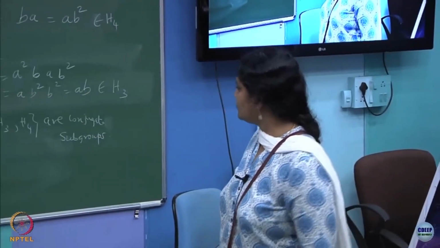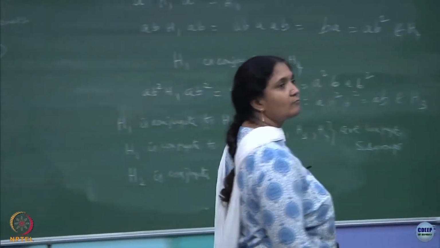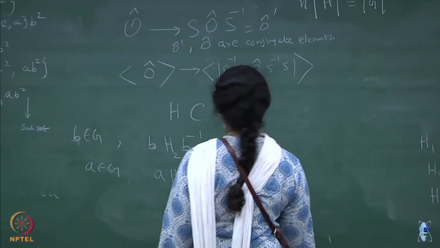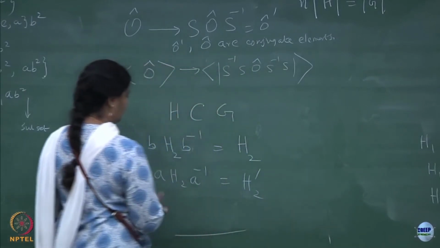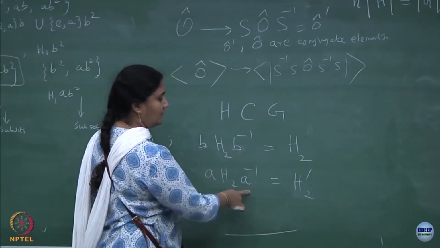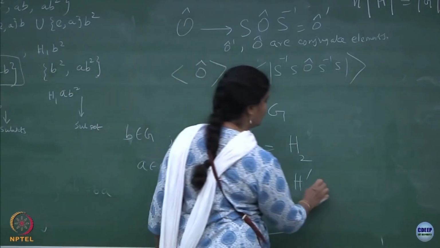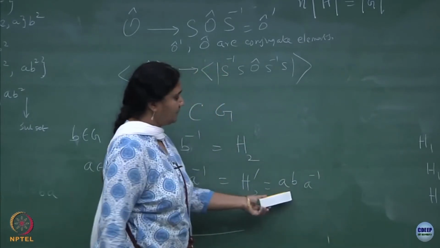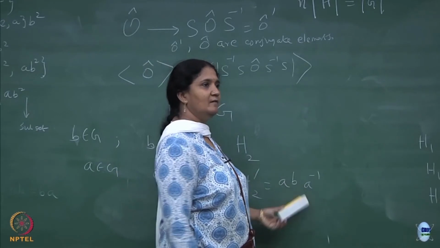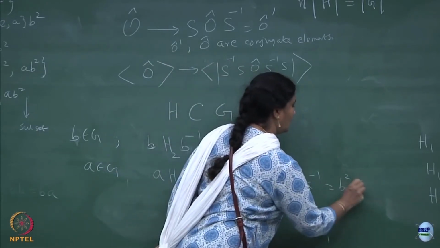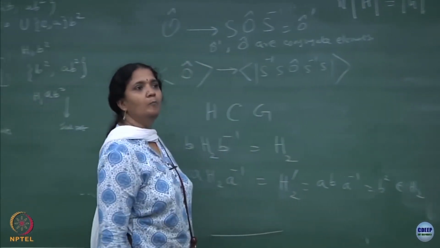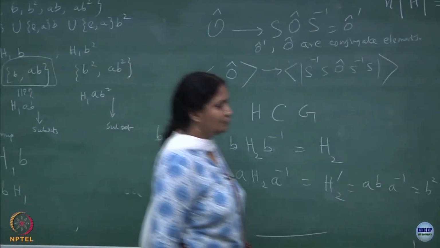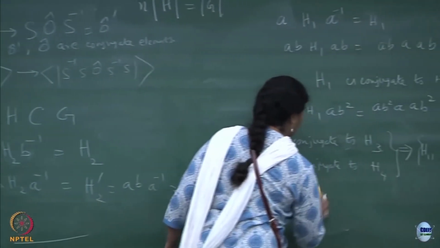Okay. What is H2 conjugate to? Did you check? H2, this one, gives you anything new? A B is B squared A, right? Which means H2 is self conjugate.